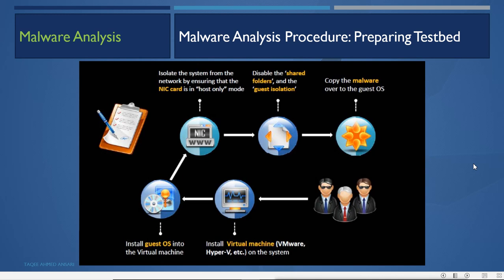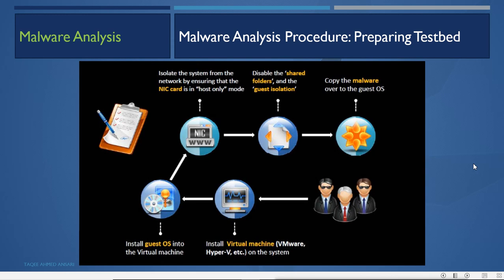So we'll install the virtual machine, either VMware or Hyper-V, we can choose any of these. Then after creating the virtual machine, we'll install the guest operating system in the virtual machine. Whatever the guest operating system we need, we can install Windows, we can install Linux. It depends on the malware we are trying to test and the tools we have to test it, whether we have a Windows tool or a Linux tool. Depending on that, we'll use the operating system.